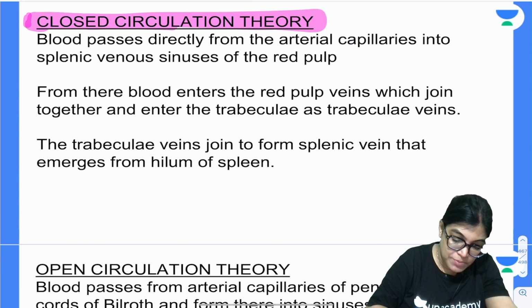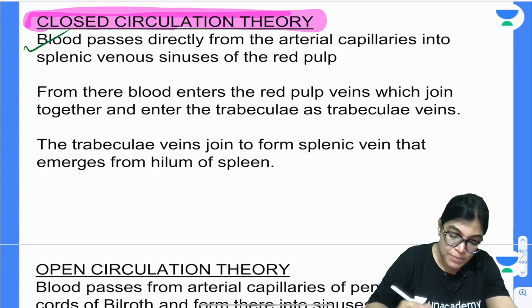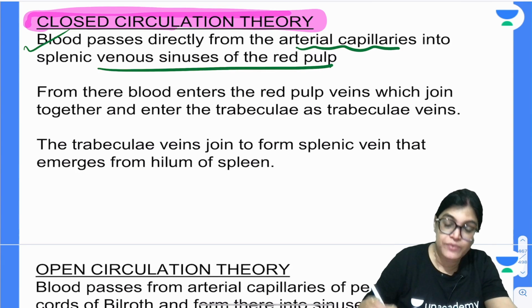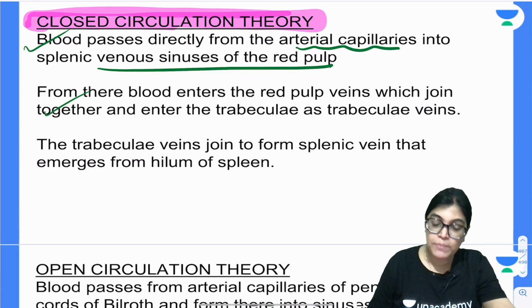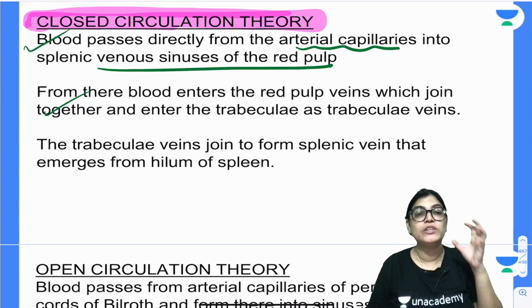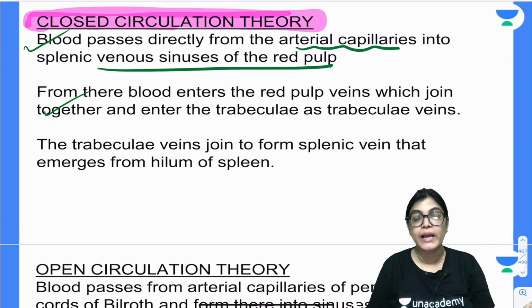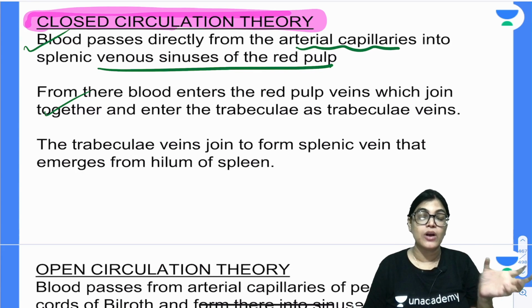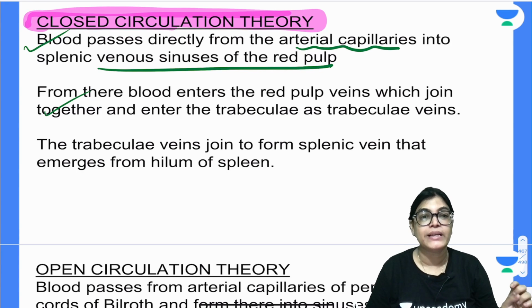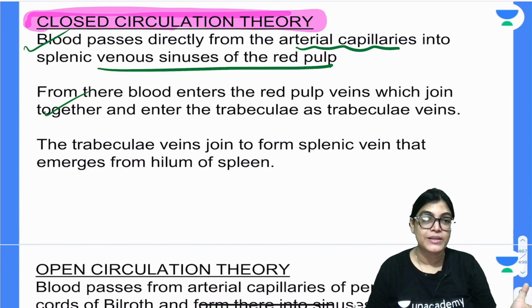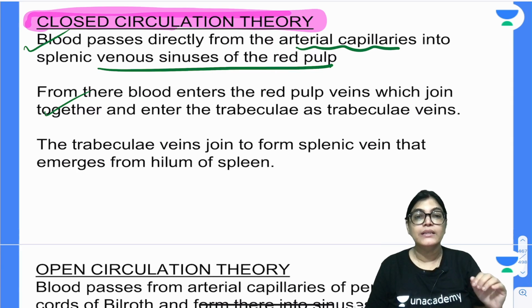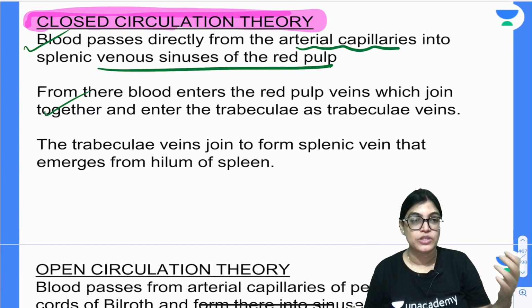So, the concept of closed circulation theory, what is that? The blood passes directly from the arterial capillaries into the splenic venous sinusoids of the red pulp. From here, the blood will enter the red pulp vein, which will join together and enter the trabeculae as a trabecular vein. So, what is closed circulation theory? That means the transfer of arterial capillary blood into the splenic venous sinusoids is occurring directly. The blood will enter directly, and this is called the closed circulation theory of the spleen.